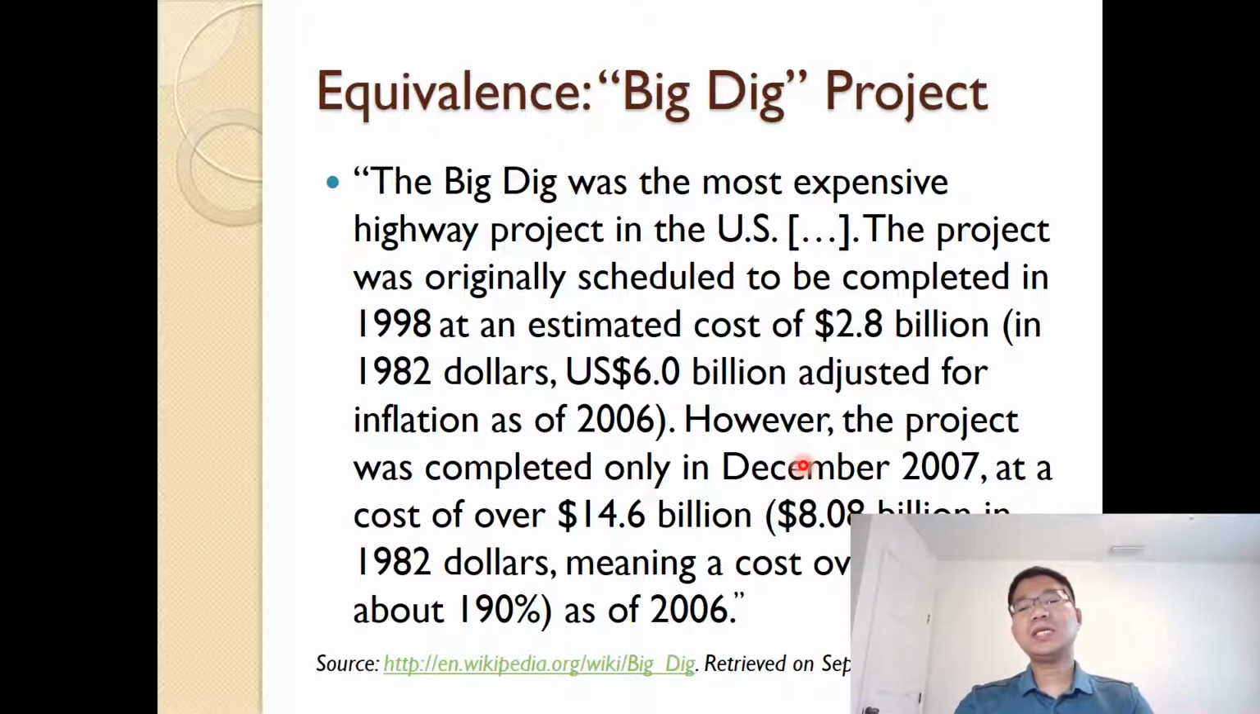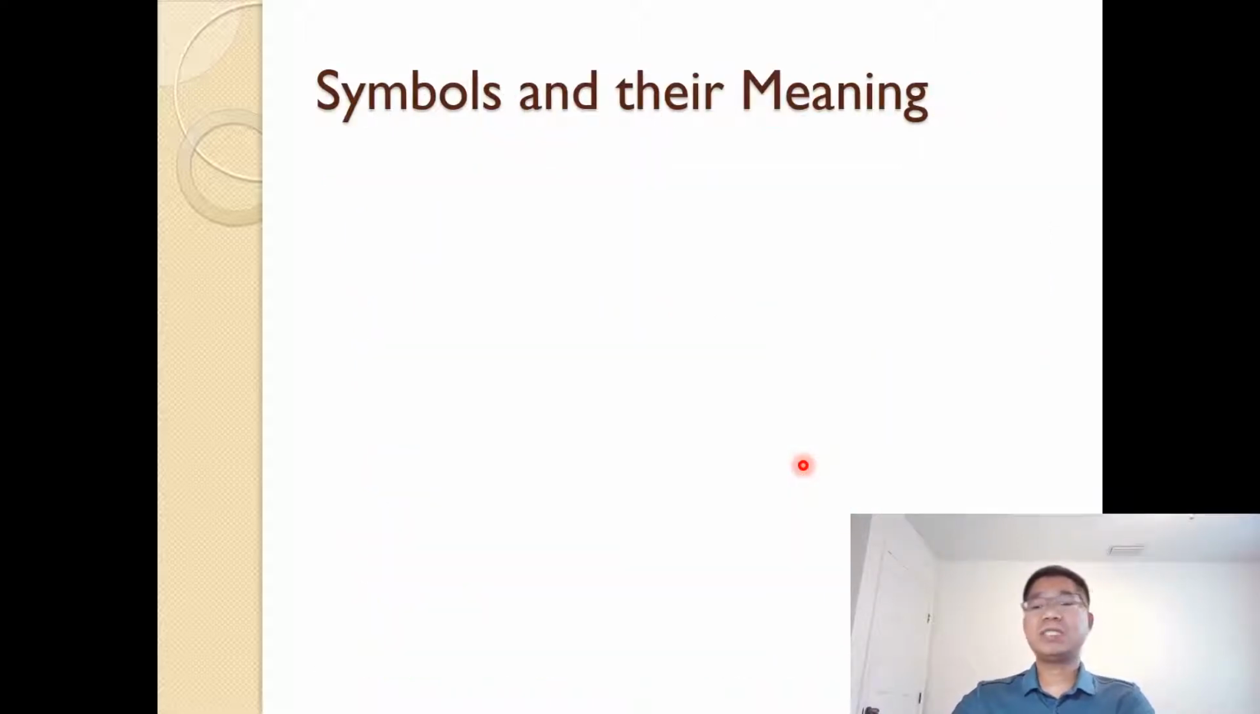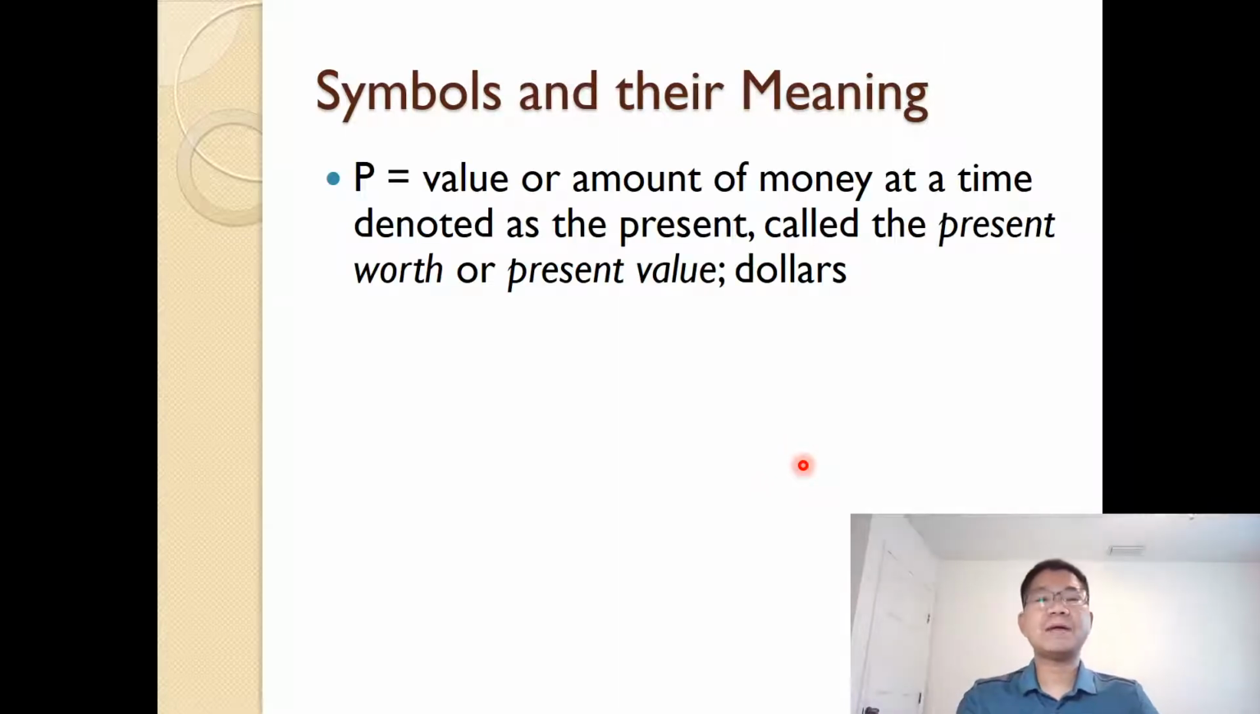Before we get into the detail of the lesson videos, I want to give you some definitions of different factors, different values that we want to define. So the symbols and their meaning. The first, P, is the value or amount of money at the time denoted as the present, now, and we call that present cost or present value in dollars. So P stands for some money now.